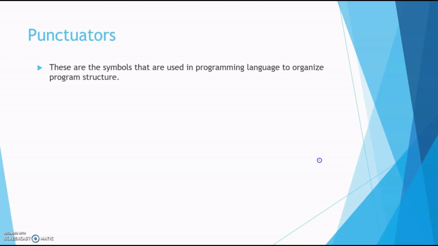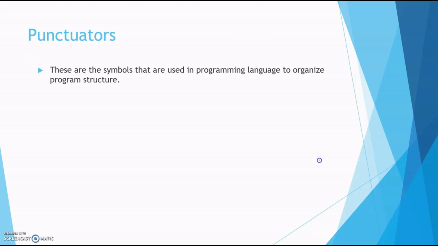If we talk about the punctuators, punctuators are the symbols that are used in a programming language to organize any program structure. That is colon symbol, semicolon, hash symbol, at the rate symbol, parenthesis, braces, brackets. So these are the punctuators. Okay, so these are the symbols.